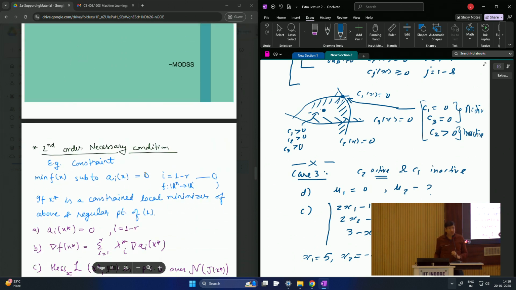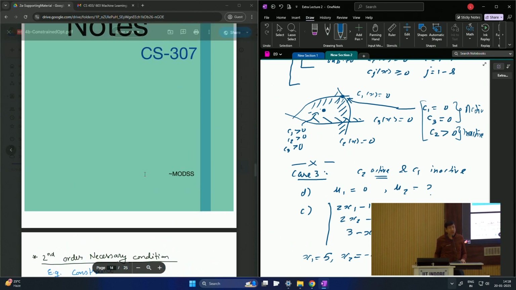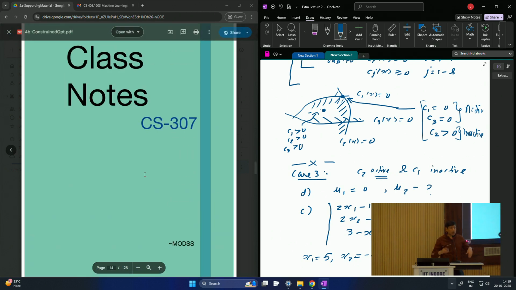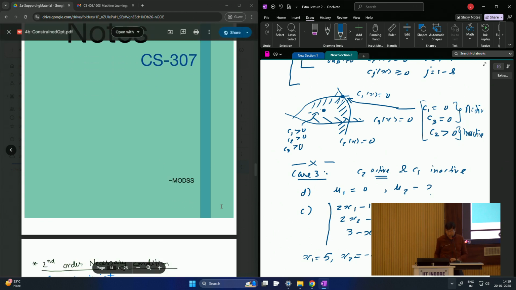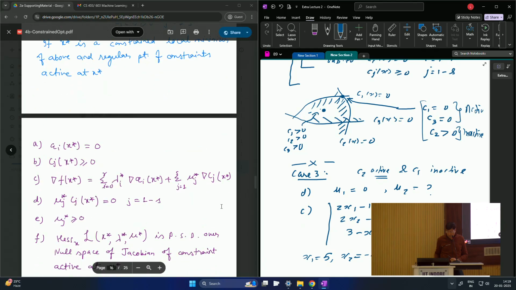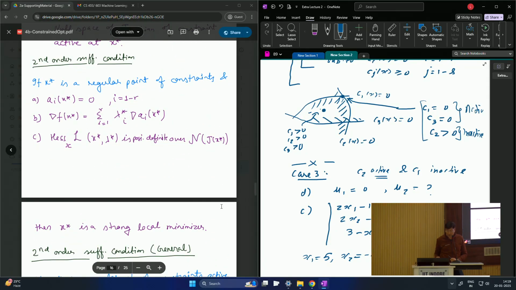So now we go to the sufficiency condition. I'll skip the second order necessary, like I skipped the second order necessary in the case of unconstrained. What is second order necessary? Second order means you're working with the second derivative, but it's still necessary. Necessary means if it is a minimizer, then what? But what we are after is the sufficiency condition: what are the conditions for it to be a minimizer? So I'm going to skip the second order necessary condition and go to the second order sufficiency condition, both for the case of ai of x equal to 0 and the general case, ai of x equal to 0, cj of x greater than or equal to 0.